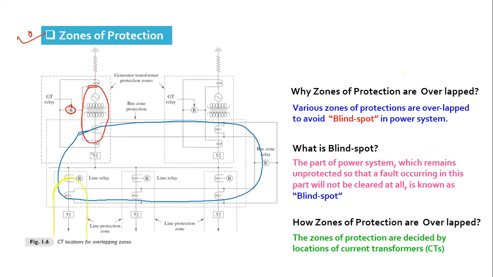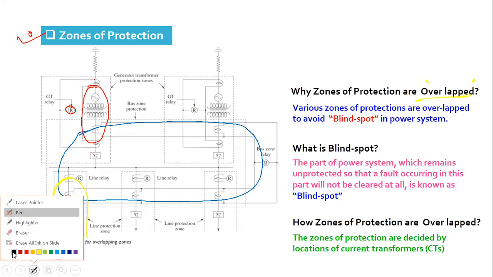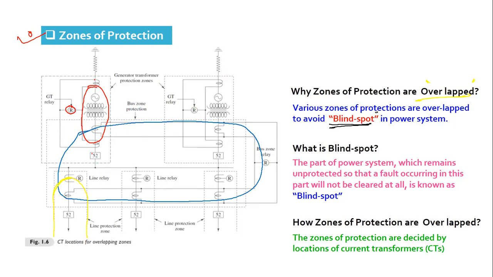So all the zones of protection are generally overlapped in the power system, and the reason is to avoid blind spots in the power system. What is a blind spot? A blind spot is a part of the power system which remains unprotected, and if a fault occurs in that part, there is no protective scheme to operate for it. Then the fault will not be cleared, and practically there will be enormous damage to the entire system. Such a part of the system is called a blind spot.